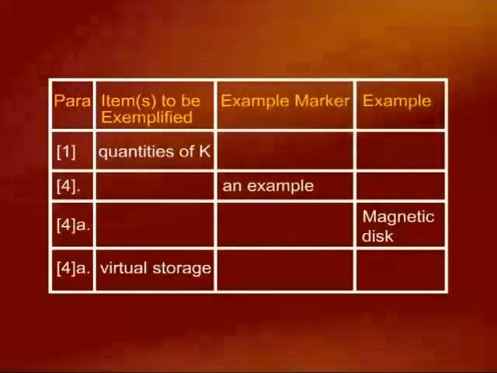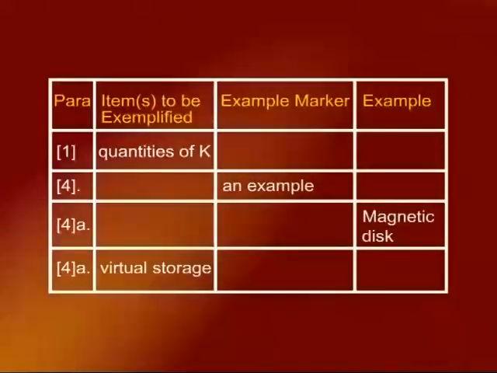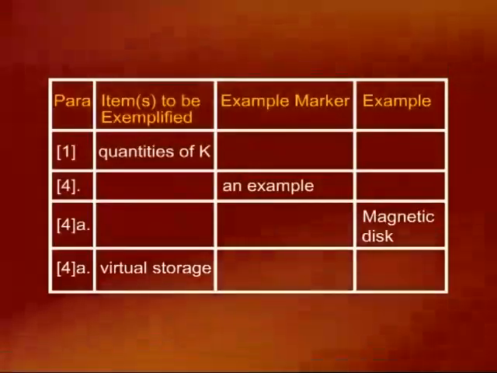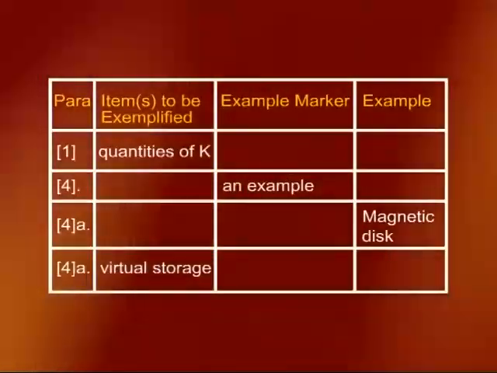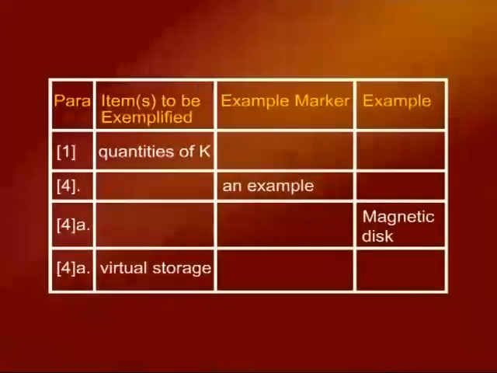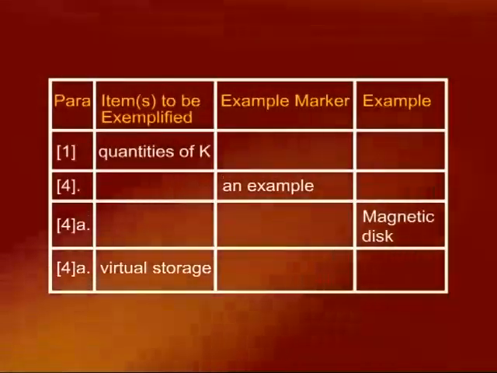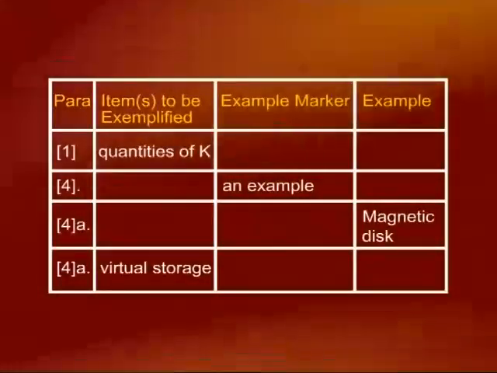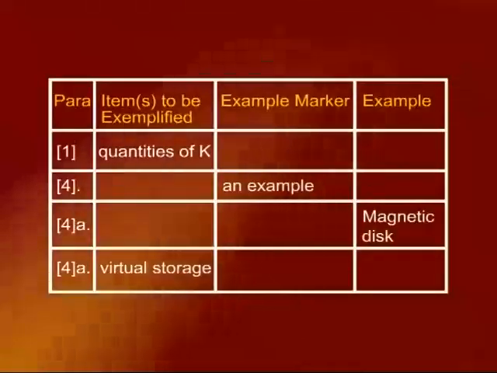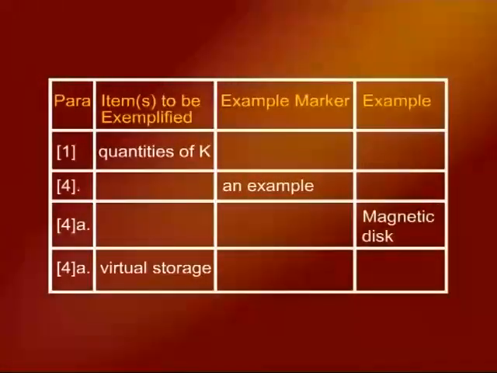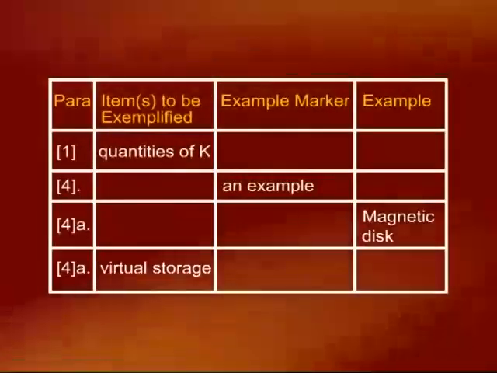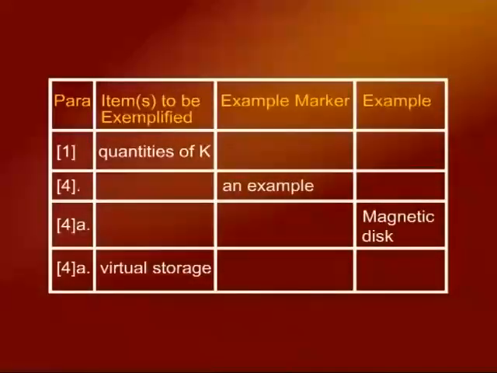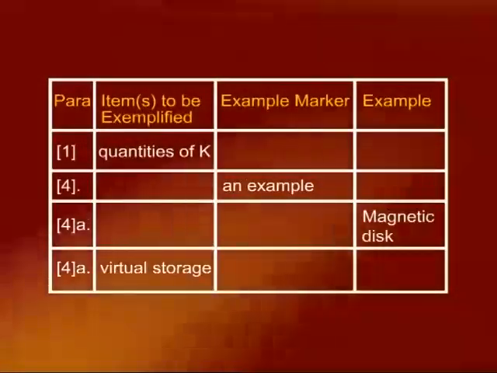Are you with me? The table has three parts. The first part refers to the item that you have, that the writer tries to illustrate. Then there's a column where the connective, where that word is used, which is used for an example. And then in the third column, you have to fill out the actual example as it is given in the text.